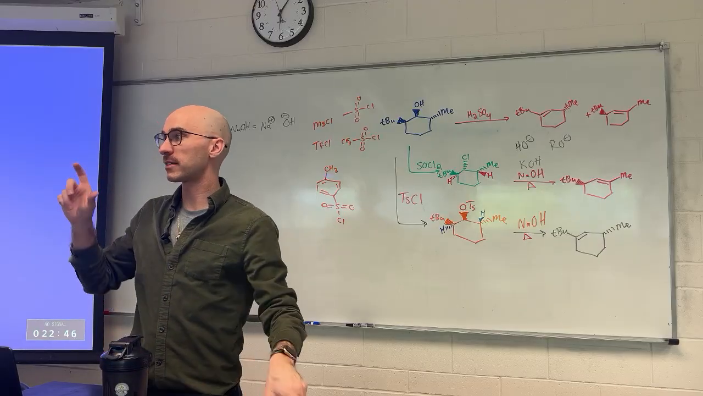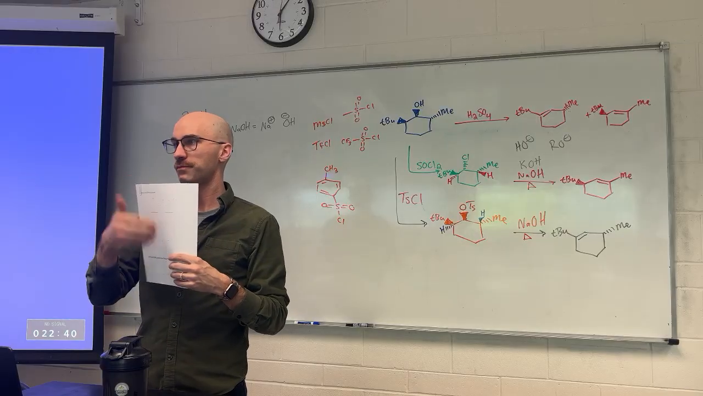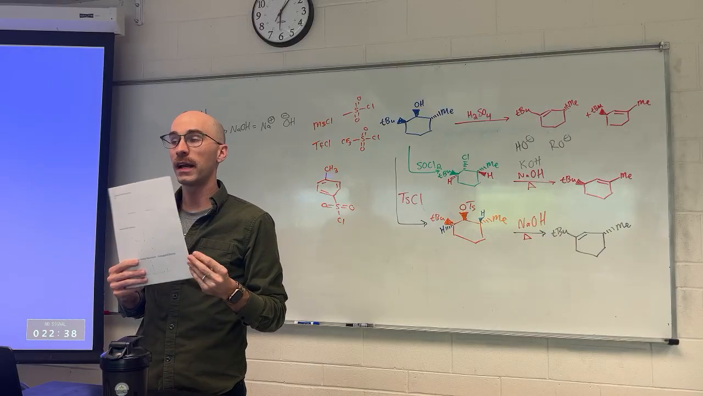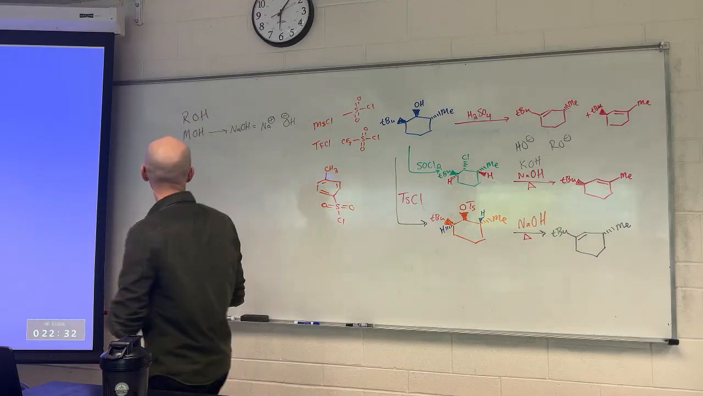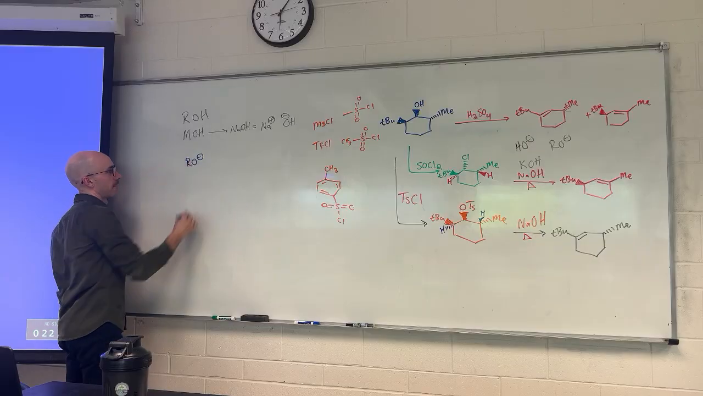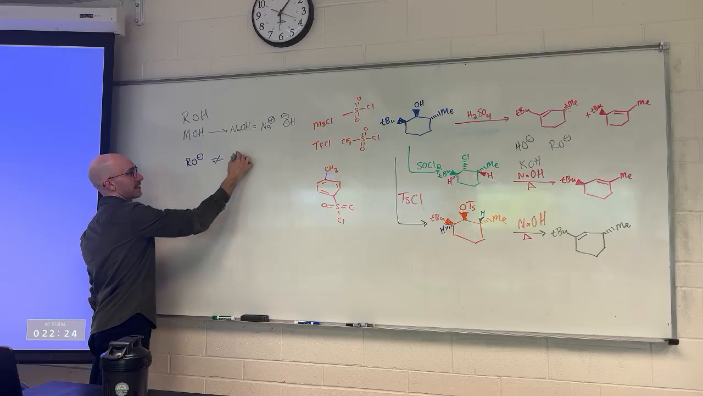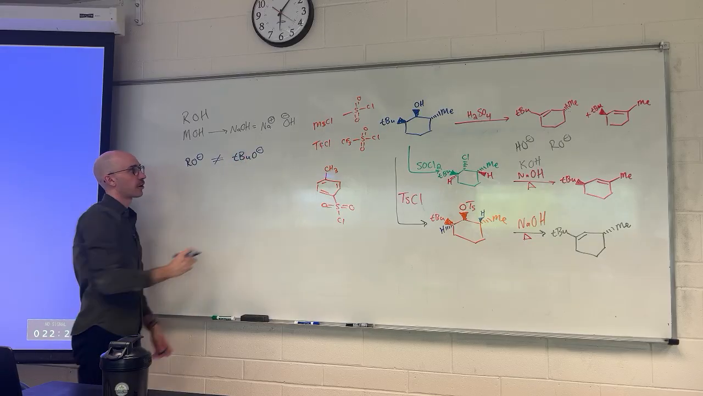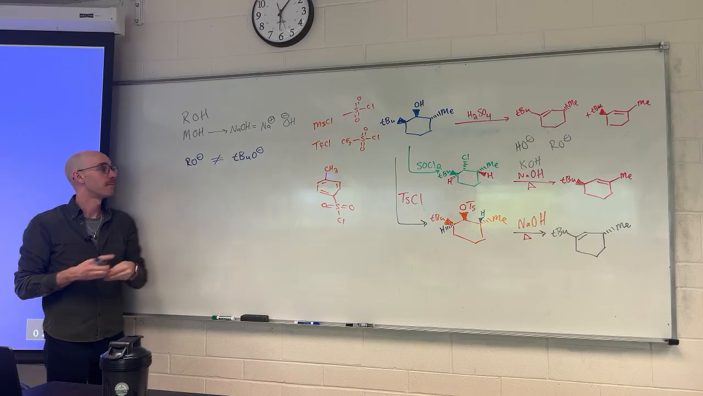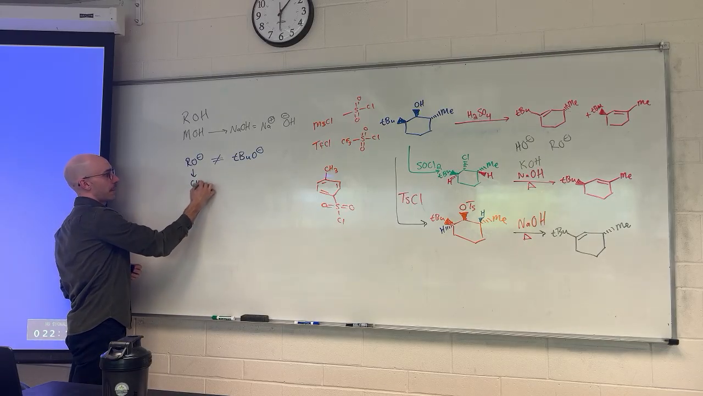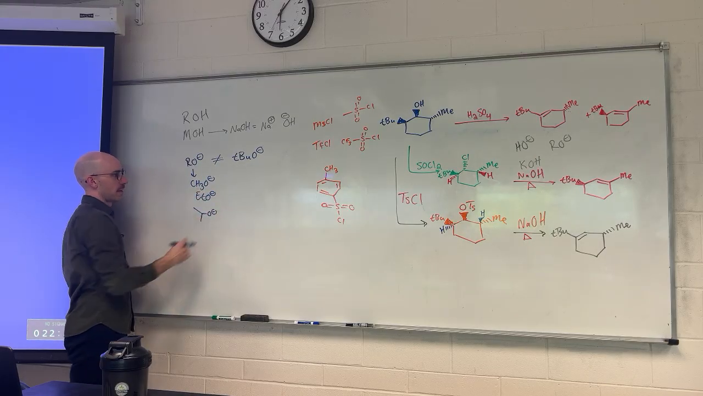At the top of the worksheet from our last few classes, we categorized them. But I do abbreviate most of them as RO minus. And really the only RO minus that can't be a strong base, strong nuke is when R is tert butyl. But RO minus could be methoxide, could be ethoxide, could be isopropoxide.